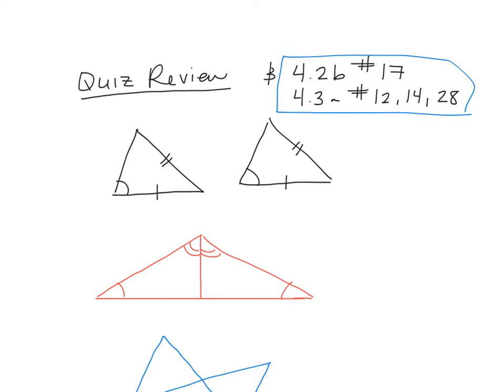For quiz review, the first couple things you're going to need to do is identify if triangles are congruent using the different postulates we've talked about. So we have done at this point SSS, SAS, ASA, and AAS. Those are your only options. If you don't see one of those, you need to say not enough info.